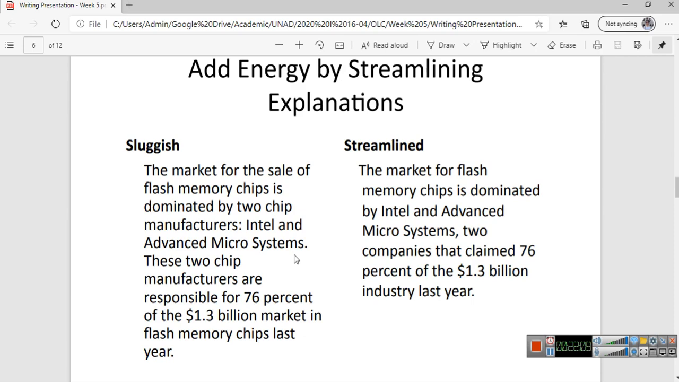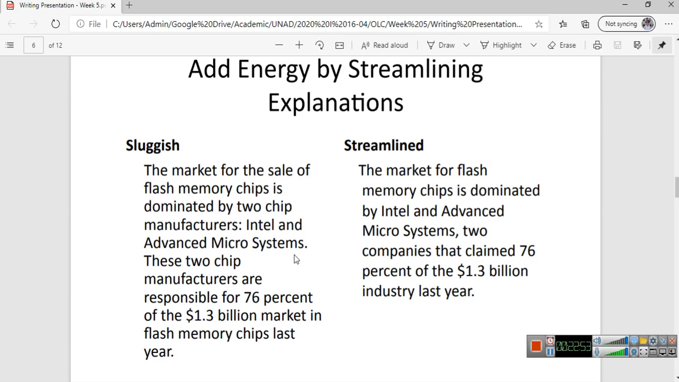Then they have an introduction again: "These two chip manufacturers are responsible." And in the other paragraph, they go straight ahead to the remaining information. "Two companies that" is a compound sentence that makes reference to the two companies that we are talking about in the streamlined paragraph. So it isn't necessary to repeat the information as you advance with the telling of the news.